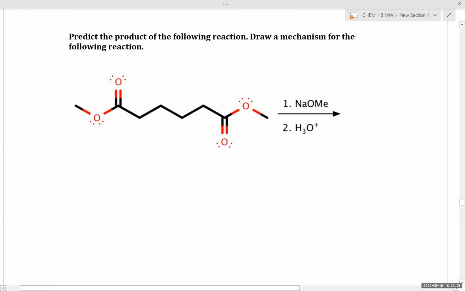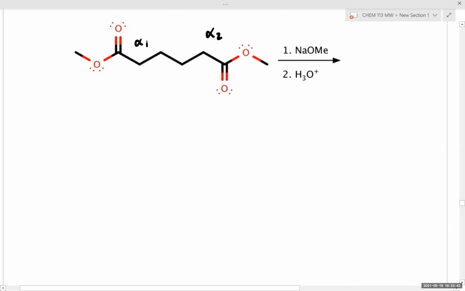We're going to deprotonate at the alpha positions. Let's say alpha 1 and alpha 2. Does it matter what position we deprotonate at? Does it matter at all what position we deprotonate at? Nope, it's symmetrical. Exactly right. So we have our desired diester. Okay, so the students are telling me to deprotonate.